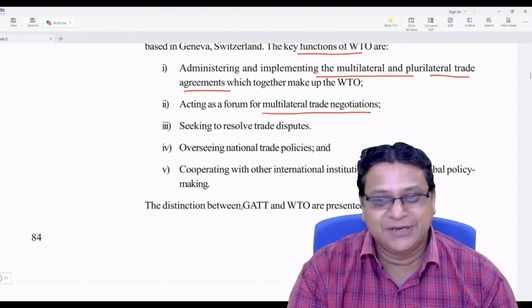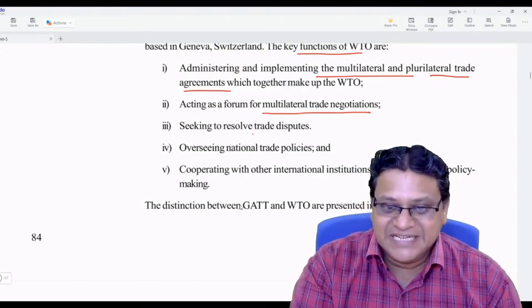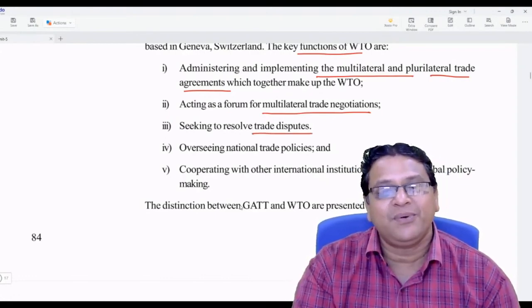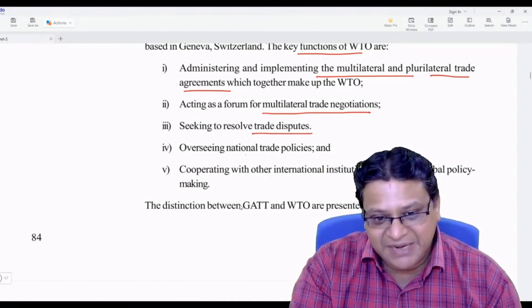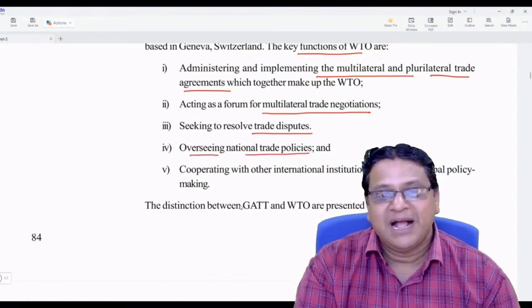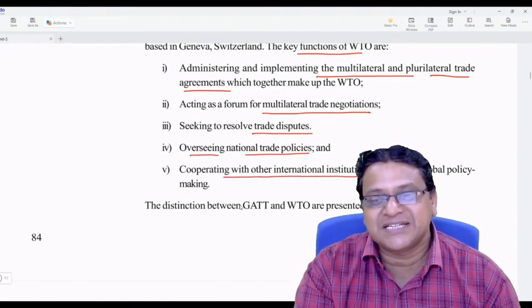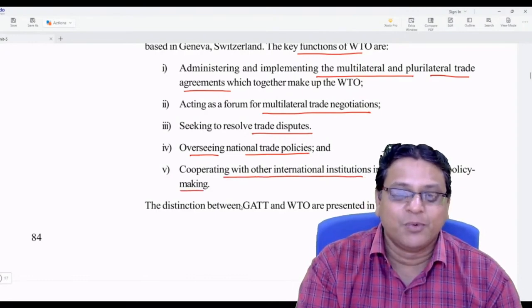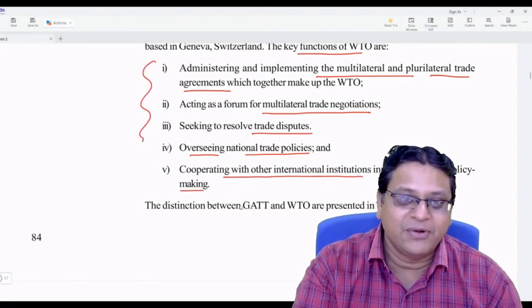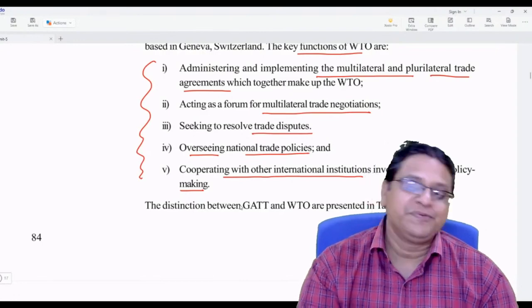Not only are trade agreements made, trade negotiations are made, trade disputes are settled under WTO, then trade policies are overseen in the WTO forum, and there is cooperation with other international institutions involved in global policy making under WTO. So these are the main functions of WTO.